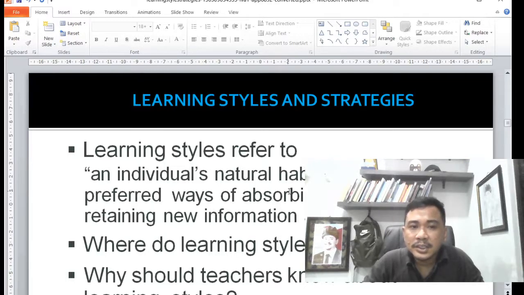Okay, and then the question is, where do learning styles come from? That will be interesting, because later we will see what creates styles, what encourages people to learn that way, not this way. And why should teachers know about learning styles? Can you imagine the reason?